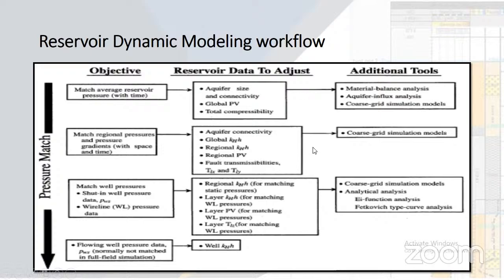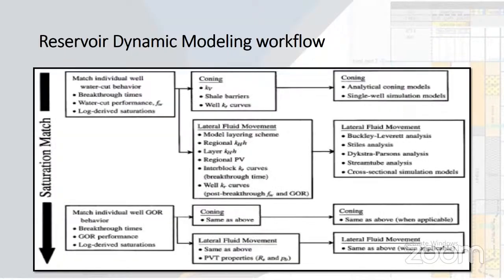For pressure match, in case you want to match the average reservoir pressure, you can modify the aquifer size, you can modify the pore volume or the porosity distribution, you can modify the compressibility, okay? In case you want to match the regional pressure, for example, if you have a certain pressure for each segment of your reservoir, you can modify some factors and so on, okay? That is the pressure match level.